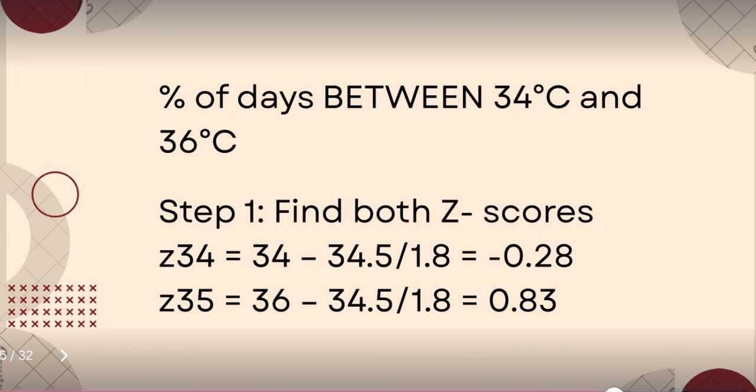Next is the 36 naman, yung Z36. So, 36 minus 34.5 over 1.8. Ang sagot is 0.83. So, ayan na yung mga z-scores ng dalawang to.